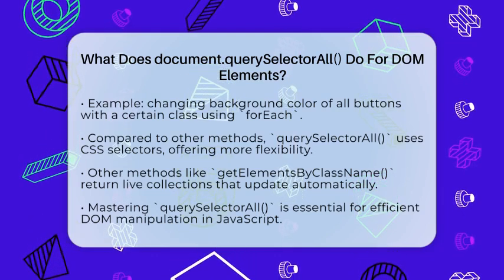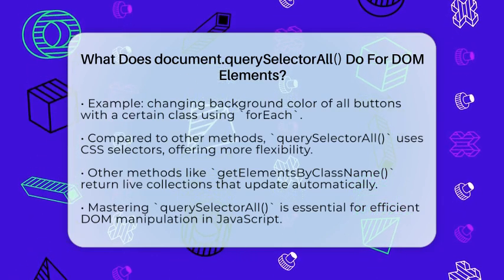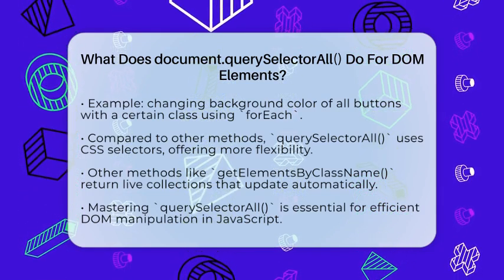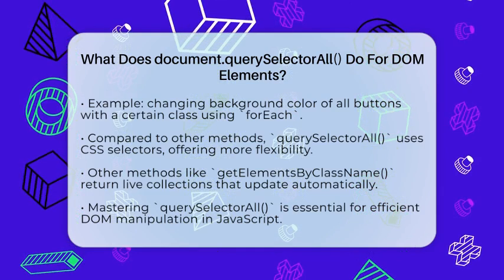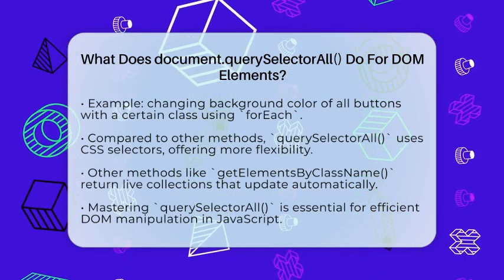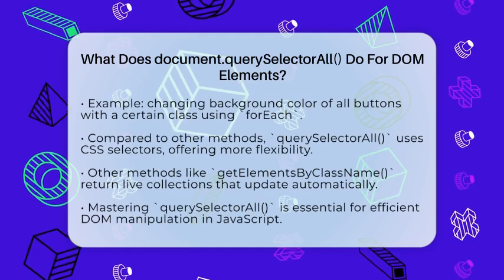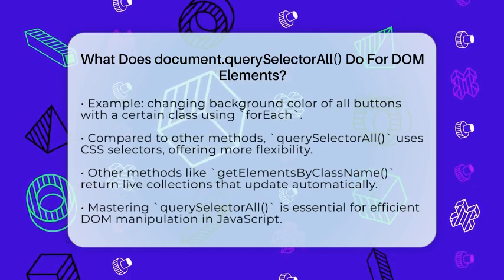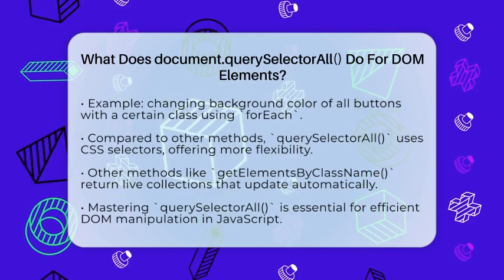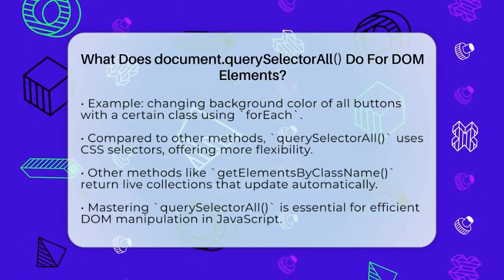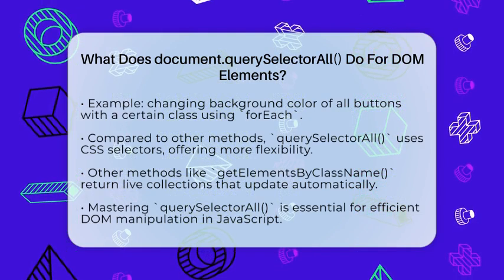Understanding how to use document.querySelectorAll is key to mastering DOM manipulation in JavaScript. It allows you to select multiple elements easily using the same syntax you use in CSS. This makes your code cleaner and more efficient when working with groups of elements on a web page. Whether you want to style, hide, or add event listeners to many elements at once, this method is your go-to tool for selecting elements quickly and effectively.